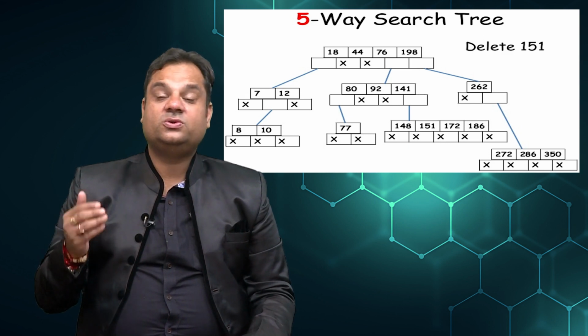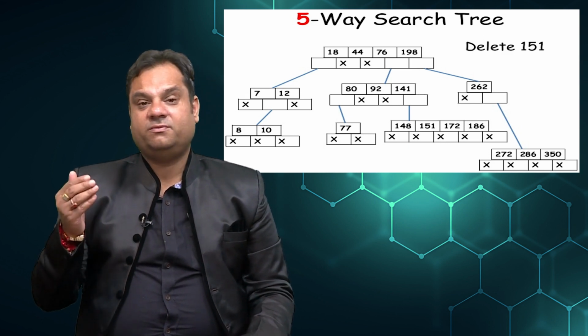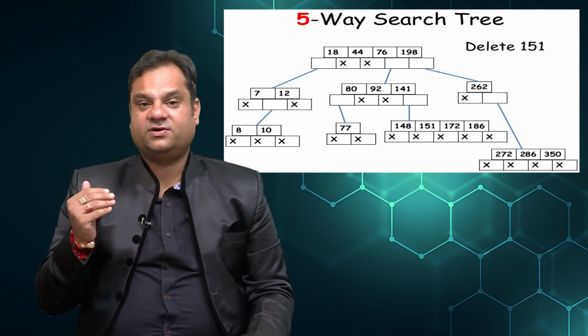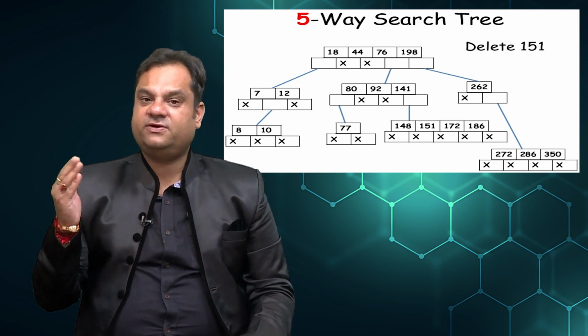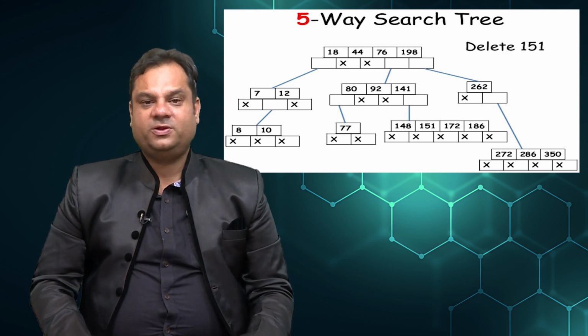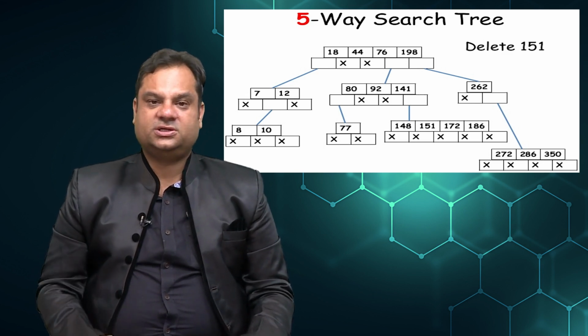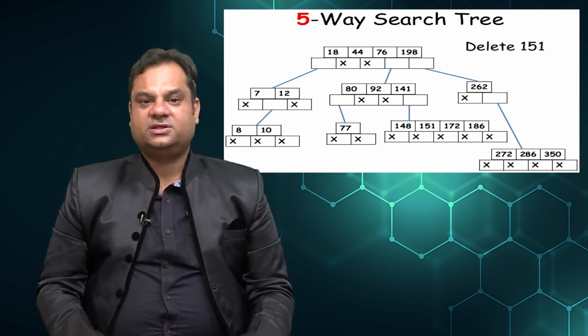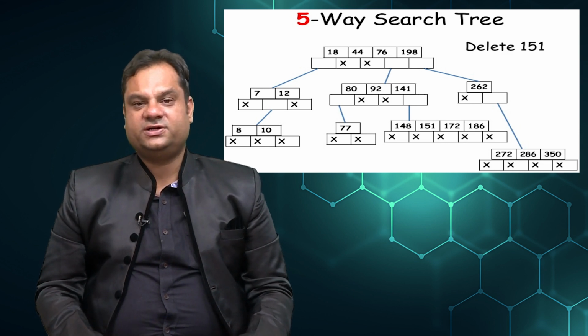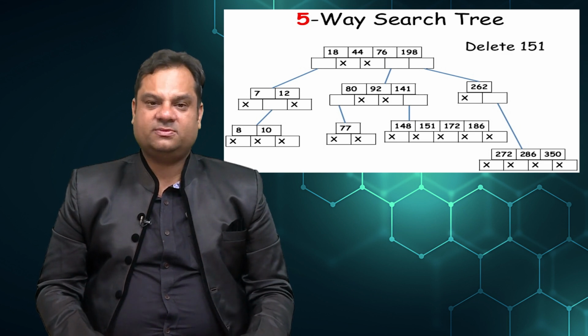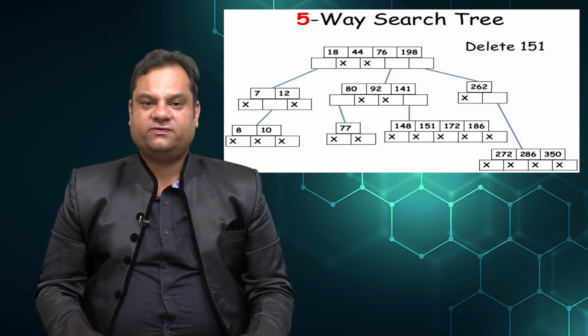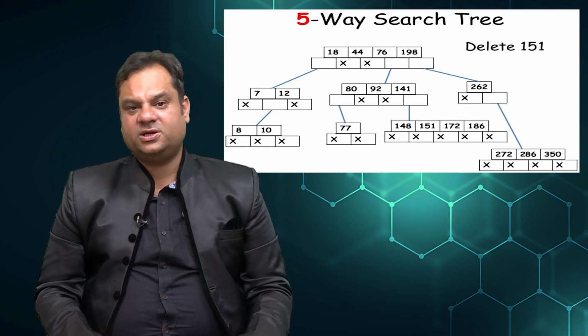So we follow the path between 76 and 198, or we can say the child between 76 and 198. So move the pointer to the next generation, or the next level, that is the children of 76 and 198, that is 80, 92 and 141. All these are siblings. So we fix our pointer at the item 80.